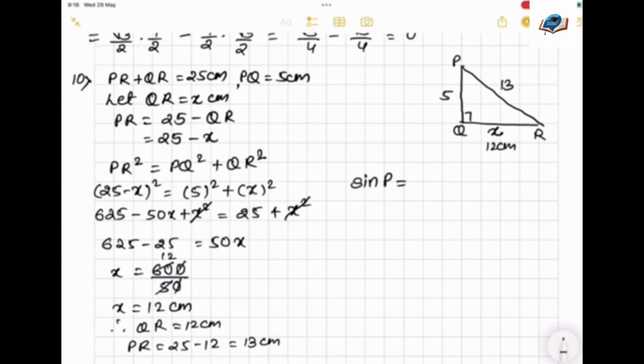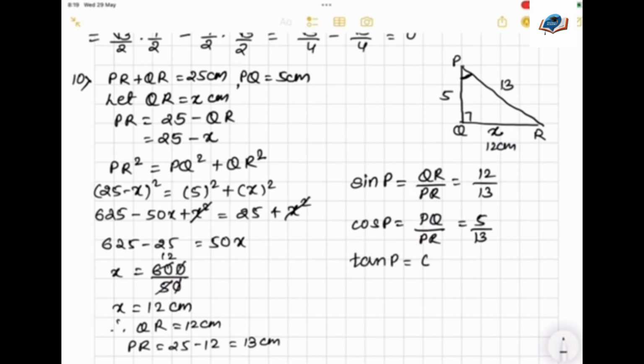Now he is asking us to find sin P. So sin P will be opposite upon hypotenuse, so QR upon PR. So that will be 12 upon 13. Then cos P equal to PQ upon PR, so PQ is 5, 5 upon 13. And tan P equal to QR upon PQ, so 12 upon 5.